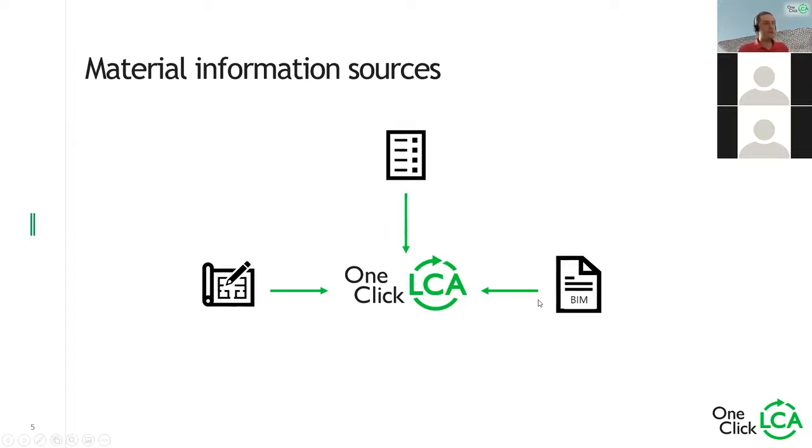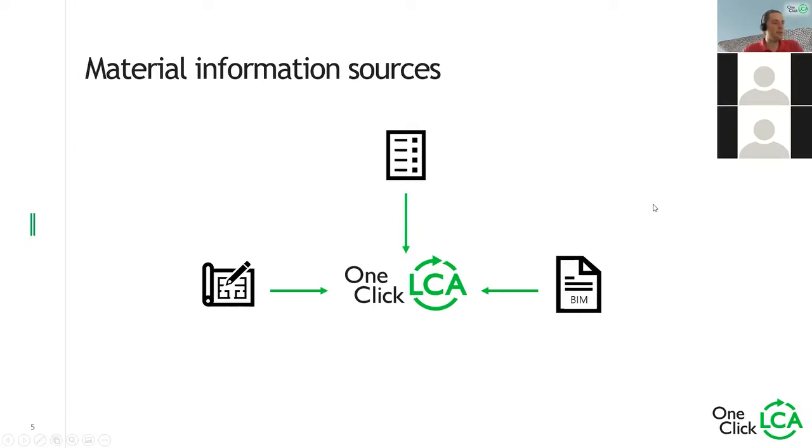Material information sources, as you have probably already seen in the previous sessions, you can get that information from several different sources. Obviously, you can do it manually, getting quantities from drawings, measuring plans, sections, sketches, and so on. You can get them from cost plans. And of course, today we're going to focus on BIM models.